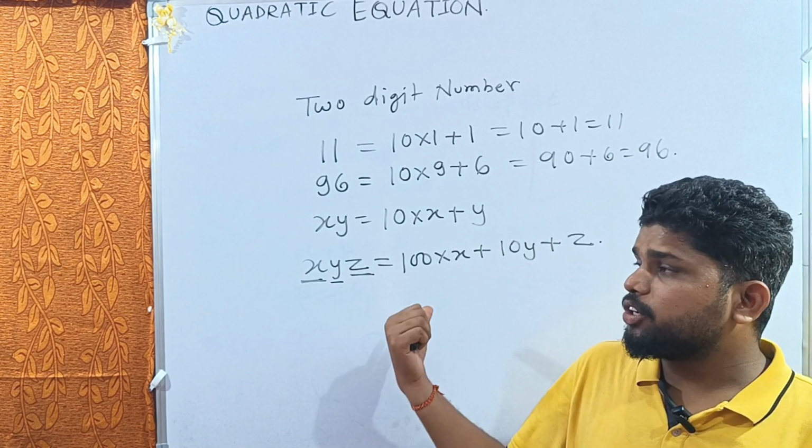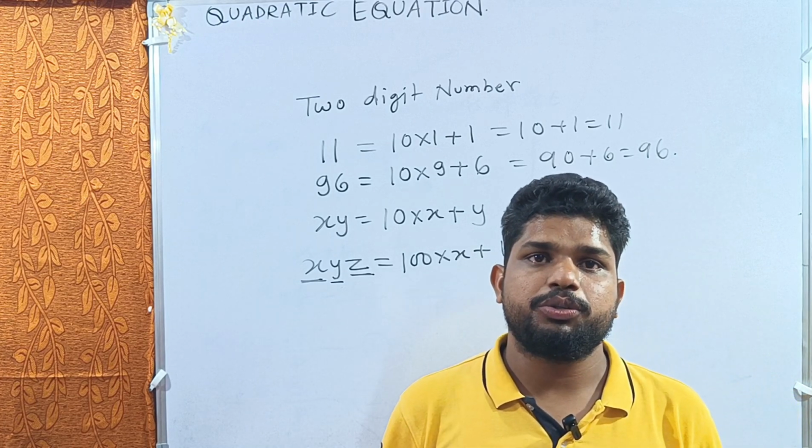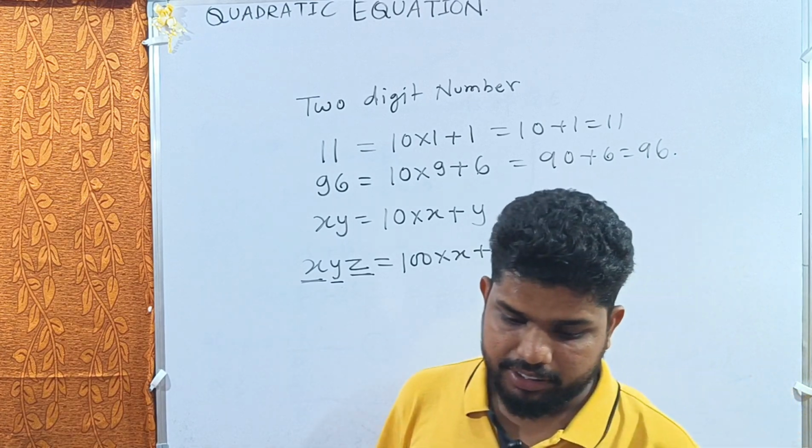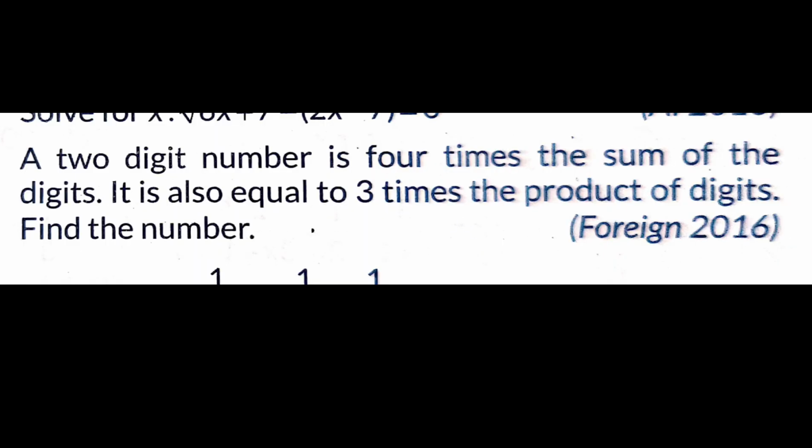Based on this, I have one question for you. Just see on your screen, you can see one question visible. This is the last question of this video. A 2-digit number is 4 times the sum of the digits. It is also equal to 3 times the product of the digits. Find the number.